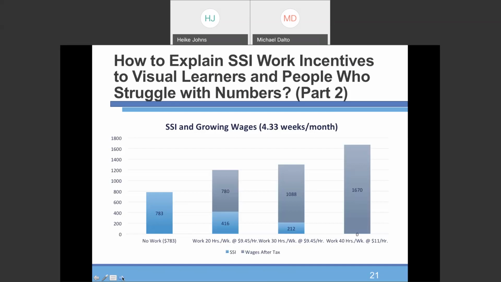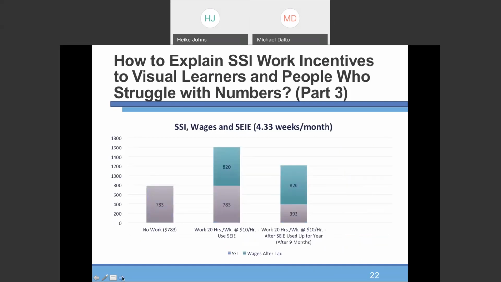You can see they'll have more money working 30 hours a week, even though the SSI is reduced more. And finally, you can see that working 40 hours a week, even though they're earning enough for their SSI to be reduced to 0, they'd still have more money, even without SSI payments. So this can be a powerful visual.